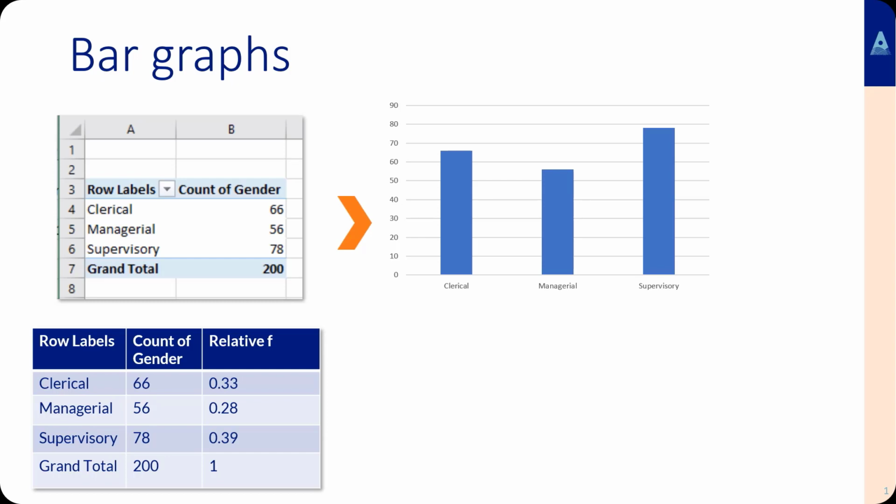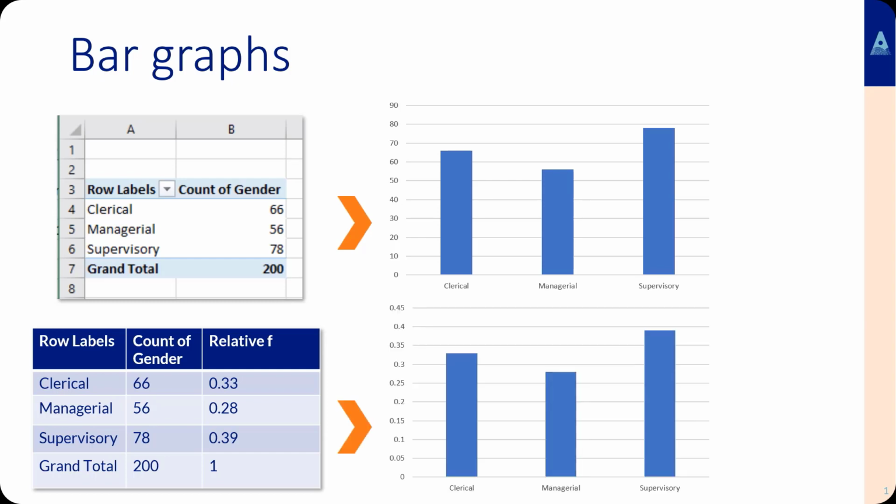We can also apply the same approach to relative frequency. Relative frequency is a number between 0 and 1, a percentage, so we can directly generate a chart from our relative frequency figures, and that gives us the exact same result but in relative terms instead of absolute counts.